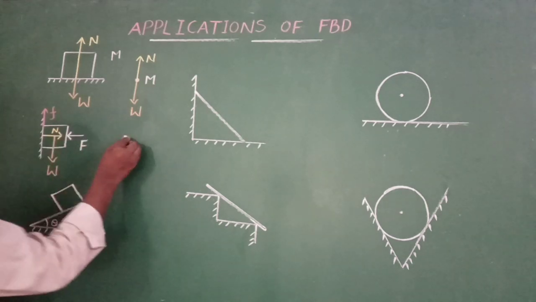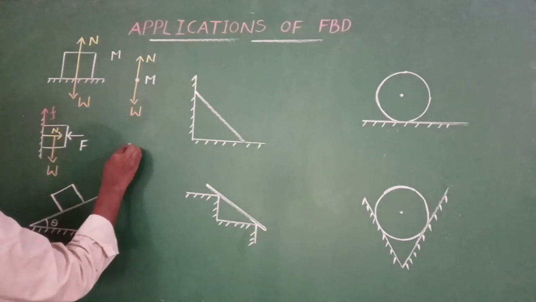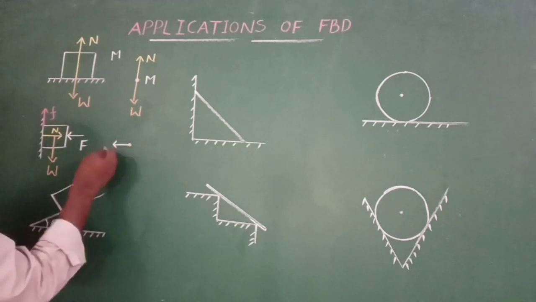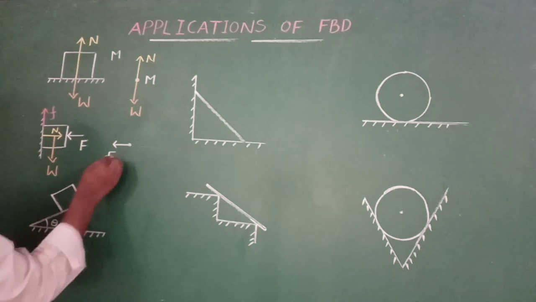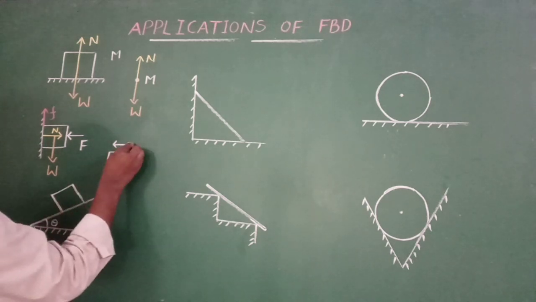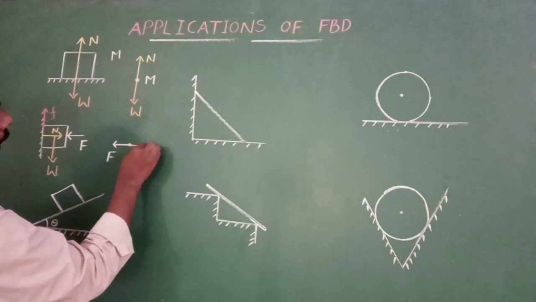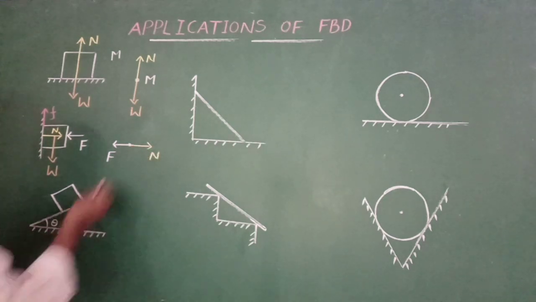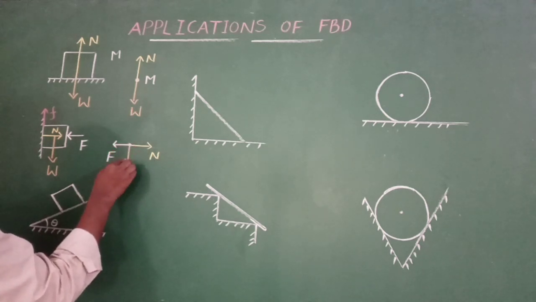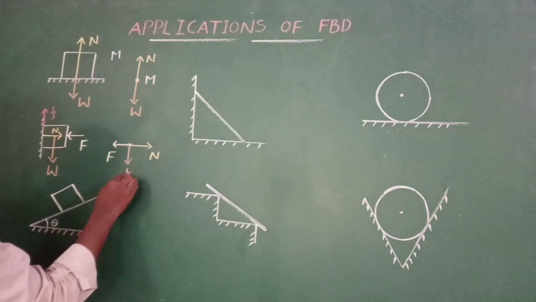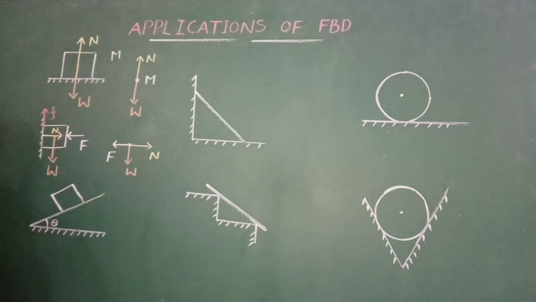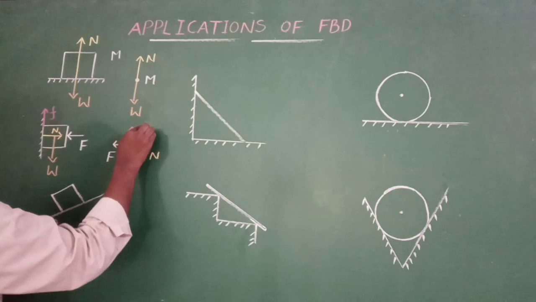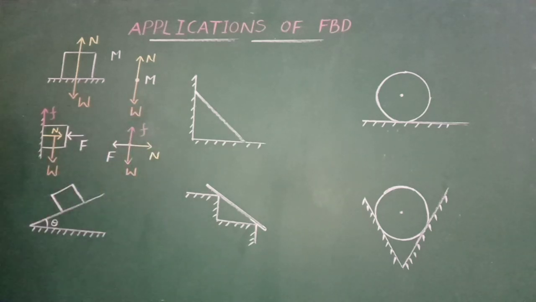If you take this object, a number of forces are acting on it. One is the applied force F acting in this direction. The second one is the normal reaction acting in this direction. The weight of the object acts vertically downward. And one more, the frictional force, acts in the upward direction. So this is the free body diagram of this object.